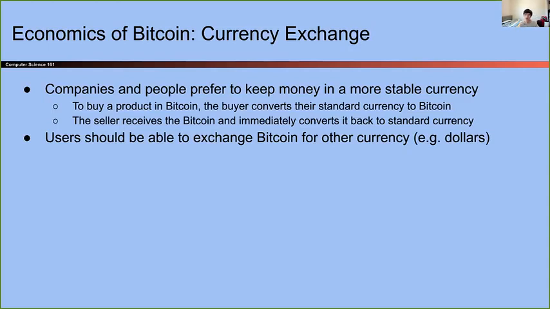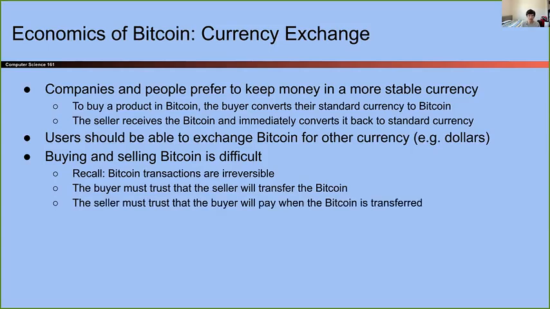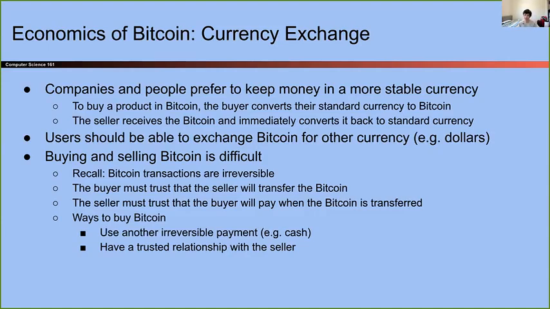So users need ways to be able to exchange these Bitcoins for other currency, but that's difficult, again, because Bitcoin transactions are irreversible. So we run into fraud problems and whatnot. If the buyer wants to buy Bitcoin from someone, if the buyer sends money and then the seller never sends Bitcoin, the buyer is sort of out of luck. The seller must trust that the buyer will pay them. So if the seller transfers Bitcoin first, if the buyer never pays them, then you're also out of luck again. So there are ways to get around this. If you use something like cash, then both parties are sending something that they can never get back. So it's sort of okay then.